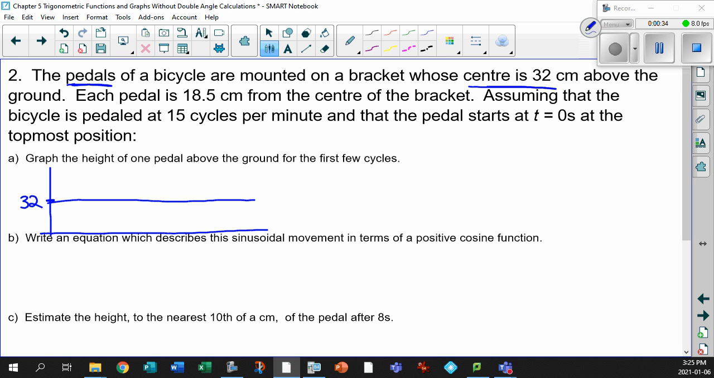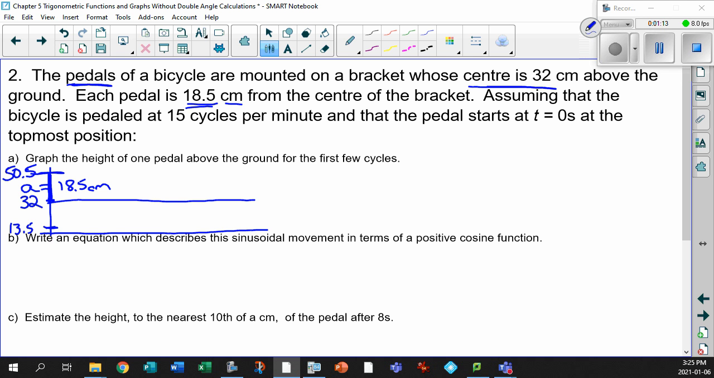The top part of the pedal, of course, will change, and the bottom part of the pedal will change. Now think about it. Each pedal is 18.5 centimeters from the center of the bracket. So that means you're going to have a maximum plus 18.5. If you add 18.5 to this, the maximum is 50.5. If you push the pedal down, you go to a minimum of 13.5, because this amplitude, I just gave you, is 18.5 centimeters.